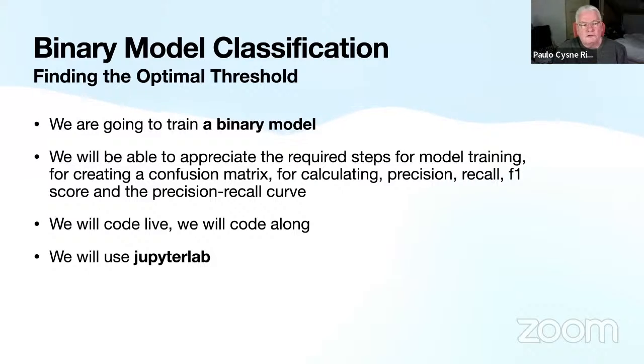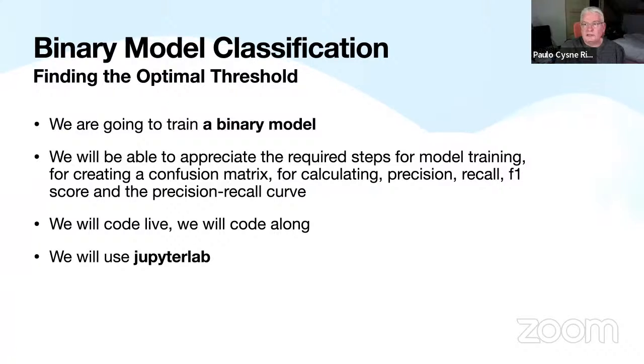So what we're going to do today, we're going to have some live code where I'm going to show you all about the different steps for model training in binary classification. We're going to see how we create a confusion matrix and how we calculate precision, recall, the F1 score, and how we plot a precision recall curve. And most important as well is how we find the optimal threshold. And we are going to do this code live.